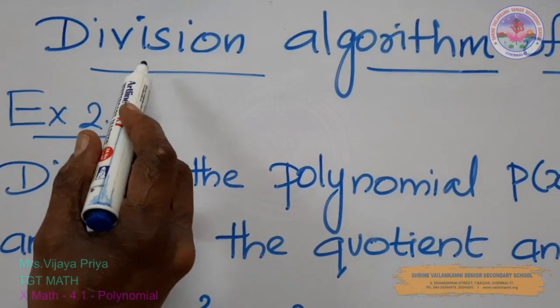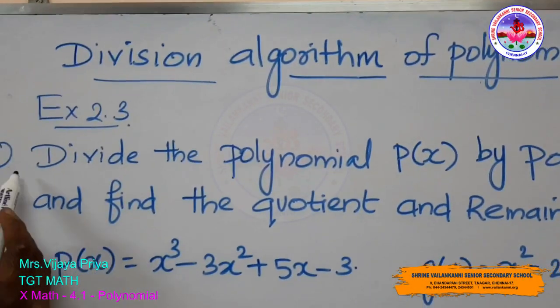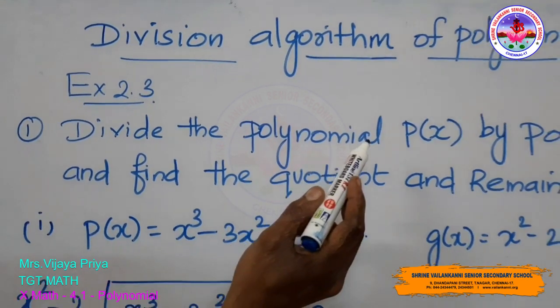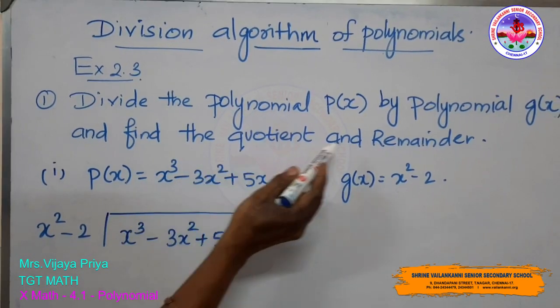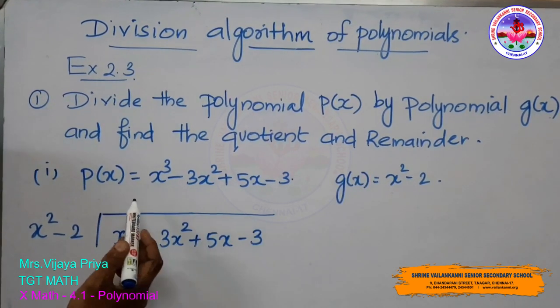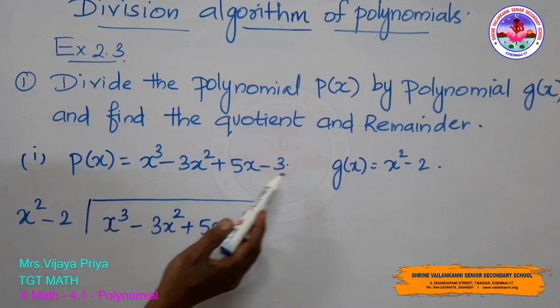Coming to the concept of division algorithm of polynomials, exercise 2.3, first problem: divide the polynomial p of x by the polynomial g of x and find the quotient and the remainder. So using the division algorithm, we are going to divide the polynomial p of x by g of x.